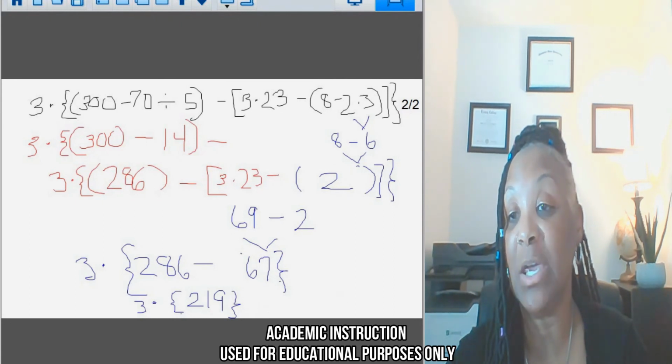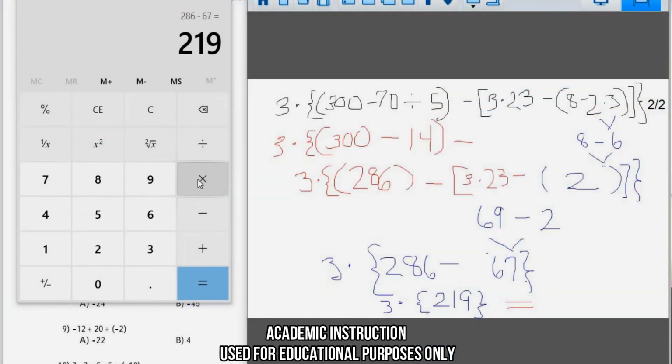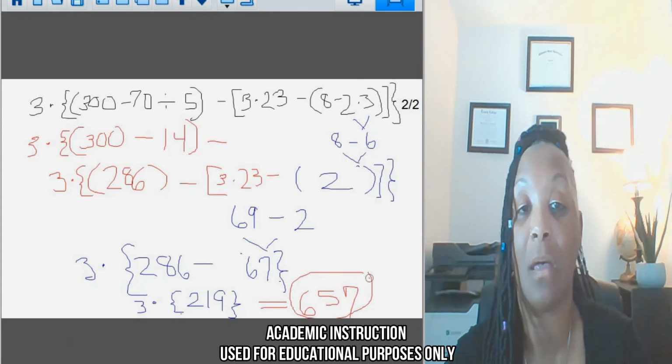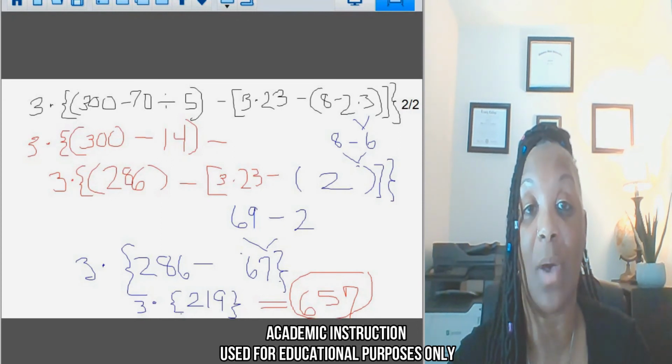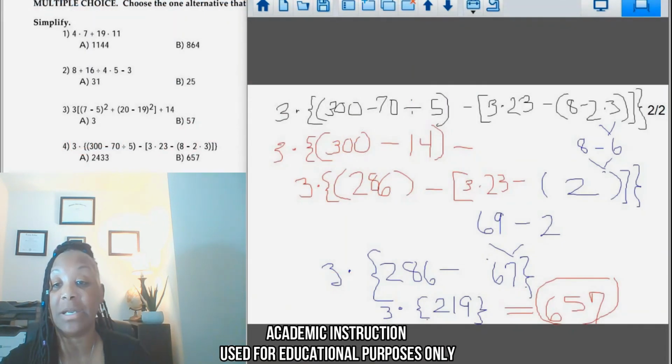And we're going to put this equals, and I'm going to change this color so that we can actually see our answer. So we're going to multiply 219 times 3, and that will give us 657 as our answer. Okay, so now we can come over here to our sheet. And for number 4, we will have option B as our answer. Okay, so that will be B.